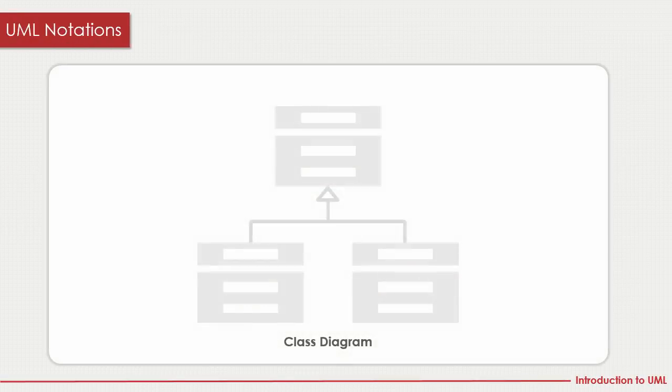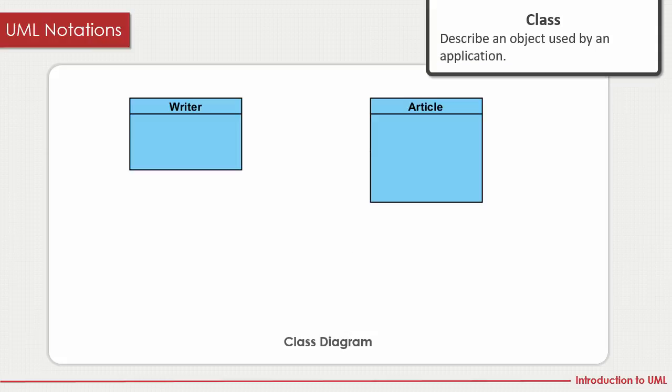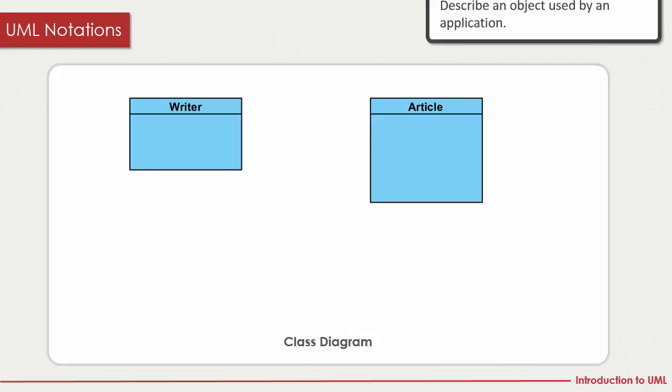The first diagram I would like to talk about is the class diagram. The class diagram most likely is the first diagram that pops up in your mind when we're talking about UML or object-oriented notations. A class describes the object used in the application. Class is class, object is object. An object is an instance of a class. We define the definition of the object in the class diagram.